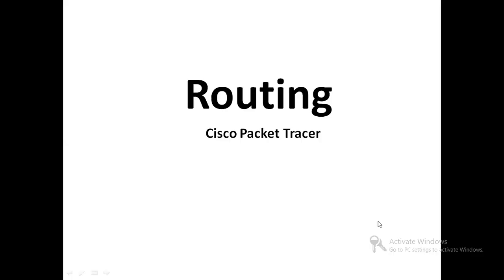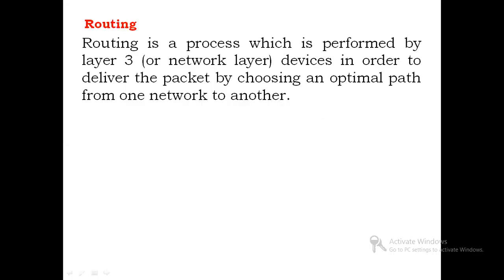So what is routing actually? Routing is a process which is performed by layer 3, or the network layer. Layer 3 and network layer are used interchangeably. Routing is a process performed by layer 3 devices in order to deliver a packet by choosing an optimal path from one network to another network.